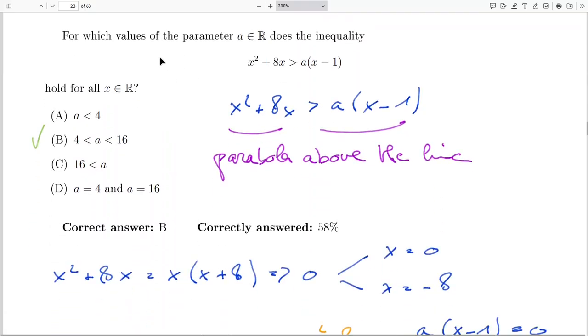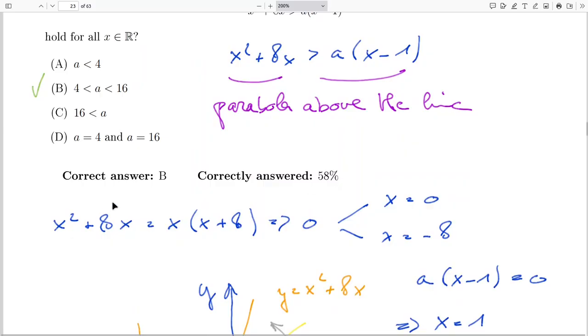So the question is, for which values of the parameter a, element of R, does the inequality x squared plus 8x greater than a times x minus 1? So x squared plus 8x is a parabola, and that is a line, obviously. What does it mean that this is greater than that? That means that the parabola has to be above the line.